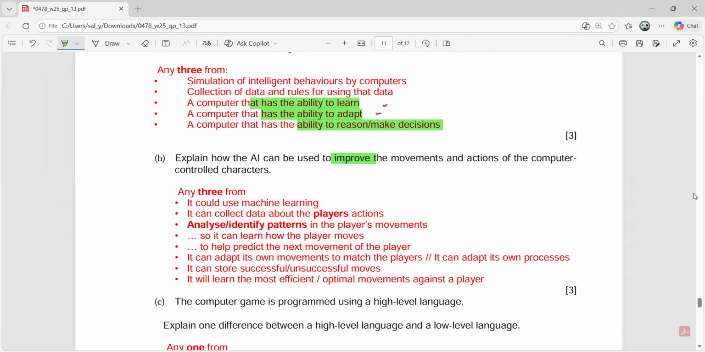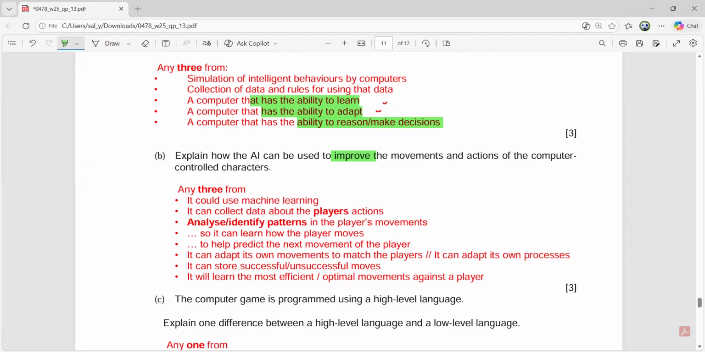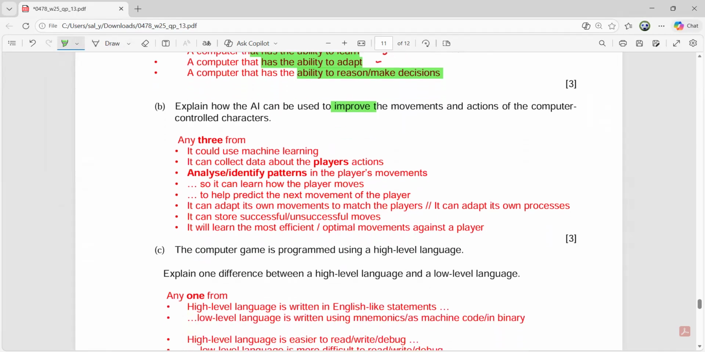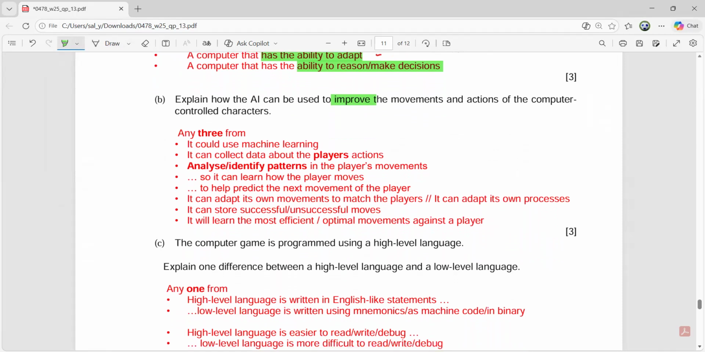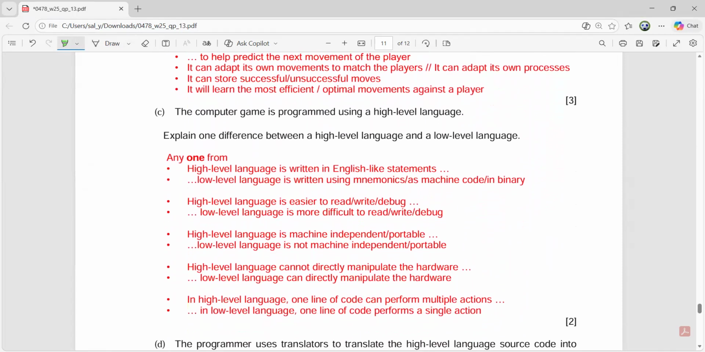Now, the next part. The computer game is programmed using a high-level language. Explain one difference between a high-level language and a low-level language. Now, high level and low level, you know very well. It's a 2-mark question, which means that they want you to do the same thing. High level is written in English-like statements, while low level is written using mnemonics, or it is written in machine code. Or a child can say binary, that's perfectly okay.